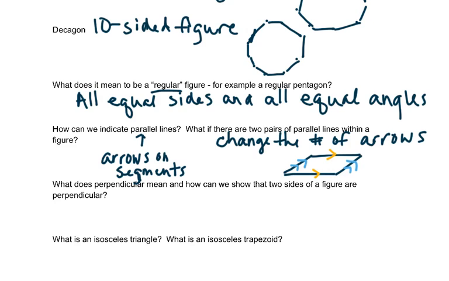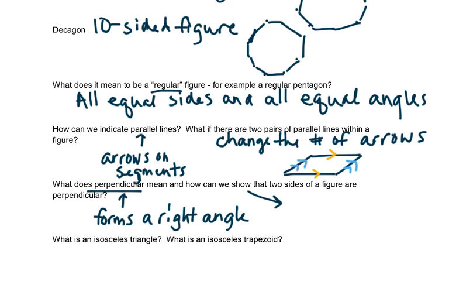All right, another word is perpendicular. You should know that that means it forms a right angle. And we show that two lines are perpendicular with the box. So make sure that you put the little box there when you indicate that it's a 90-degree angle.